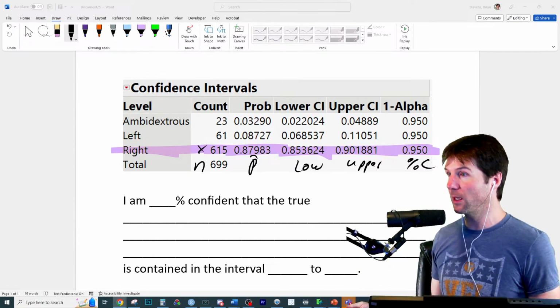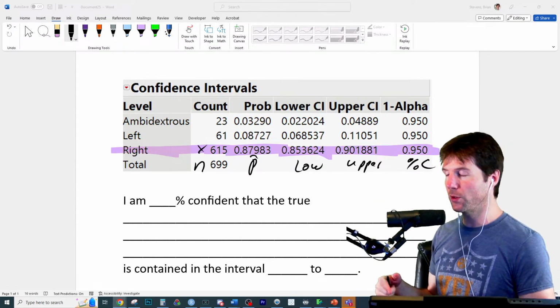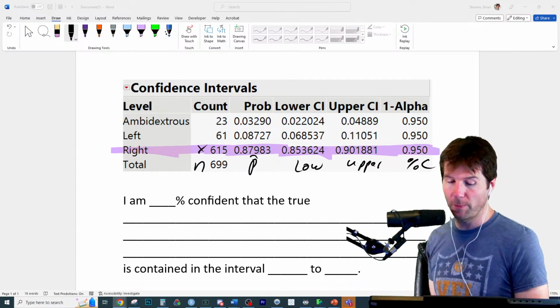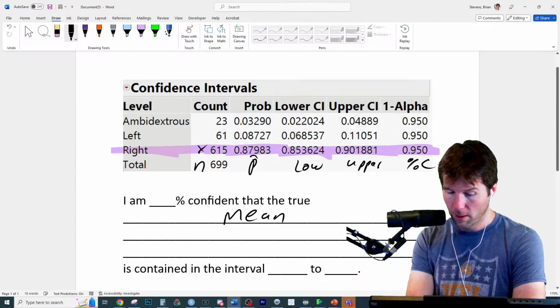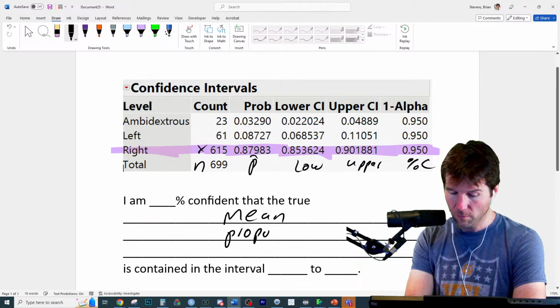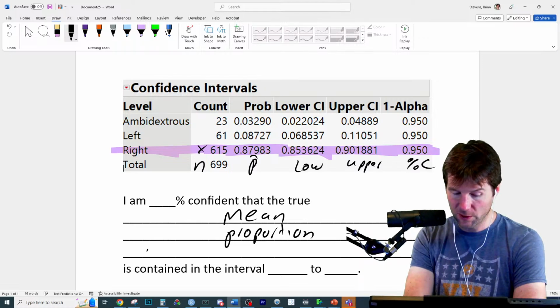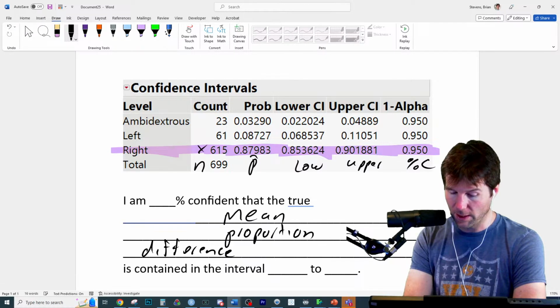And so the big thing is a lot of times people put means, proportions, or forget to do the difference between means when we're interpreting intervals. We'll either say mean here, proportion, or difference in means. Then we have to give the context.